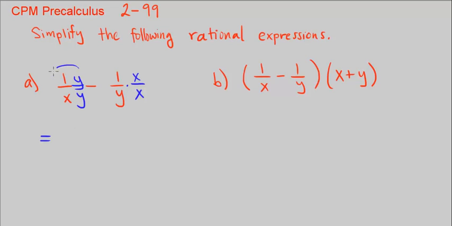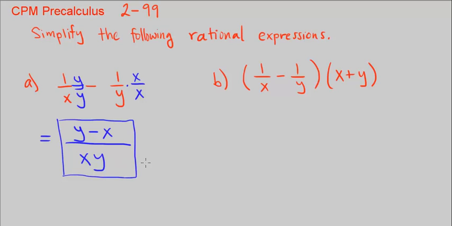So here in the numerator, we have 1 times y, which is y. Over here in the numerator, we have 1 times x, which is x. We subtract those over our common denominator, xy. Okay? So that is simplifying it. Let's box our answer. And let's go on to part B.